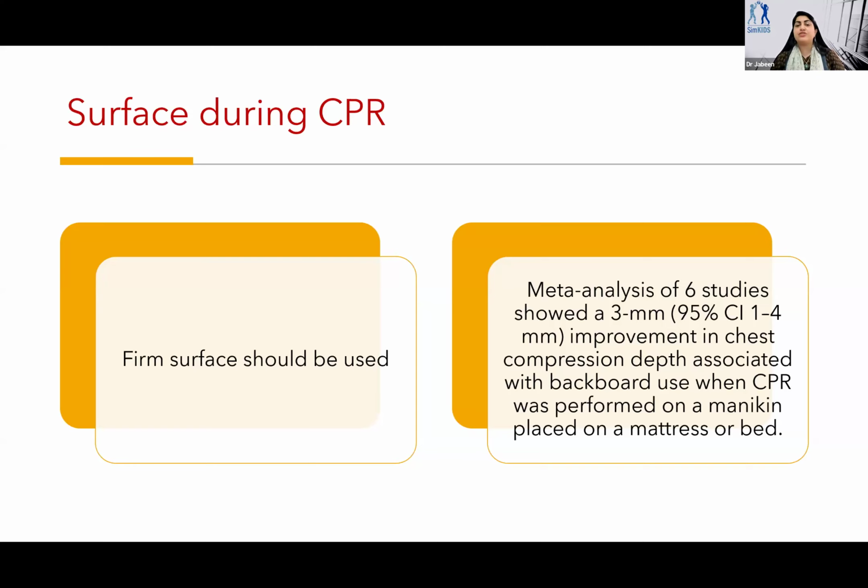So please, please, please do not forget to put a hard board when you have to start CPR. Doing CPR on a soft bed or soft surface is equal to not providing it, because all of your chest compression pressure will go on the mattress and it is not enough to compress the heart properly.